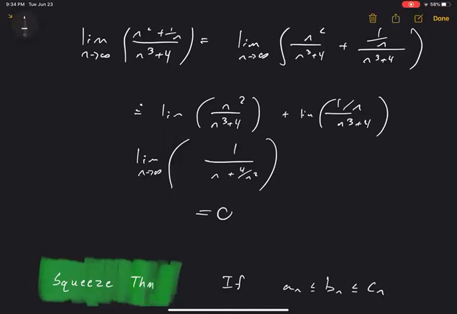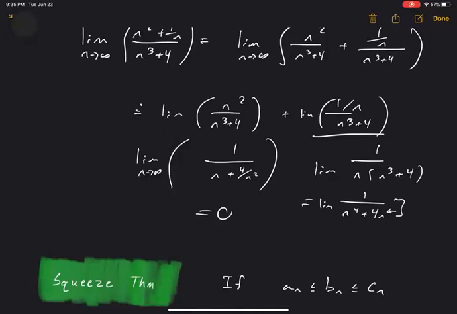What about the limit of this other thing? Well, there's some quick simplification I can do. 1 over n divided by n cubed plus 4 is the same as 1 over n times n cubed plus 4, which is equal to 1 over n to the fourth plus 4n. And what's going on with this as n goes to infinity? Well, that denominator is going to infinity as well, so the overall fraction should be going to 0.